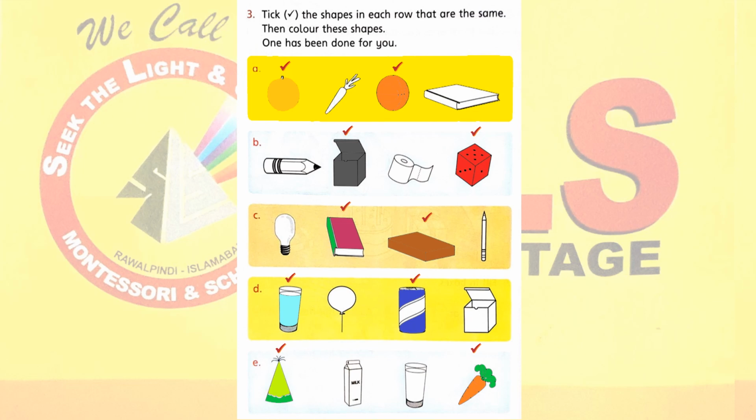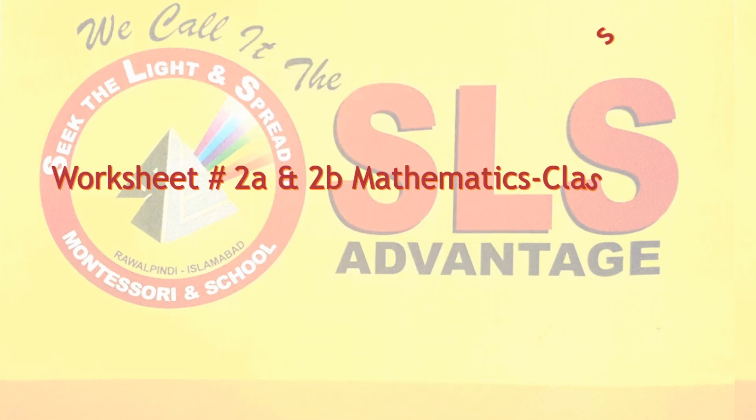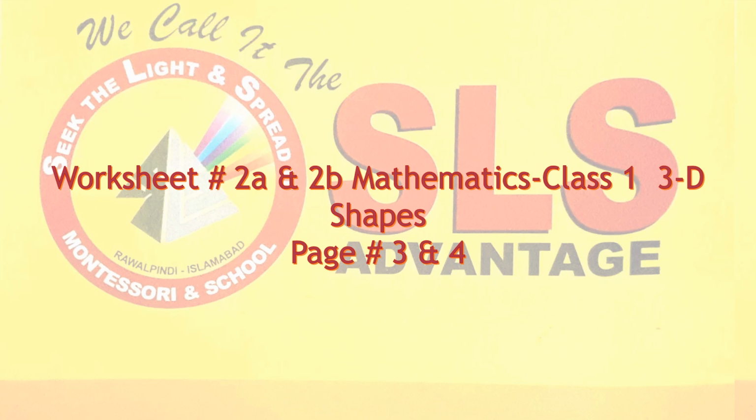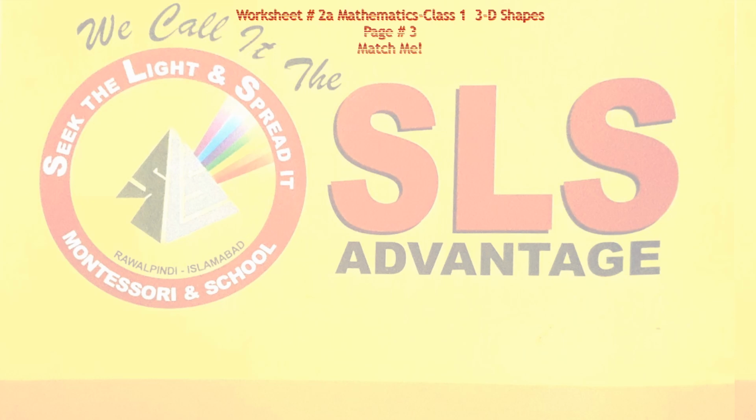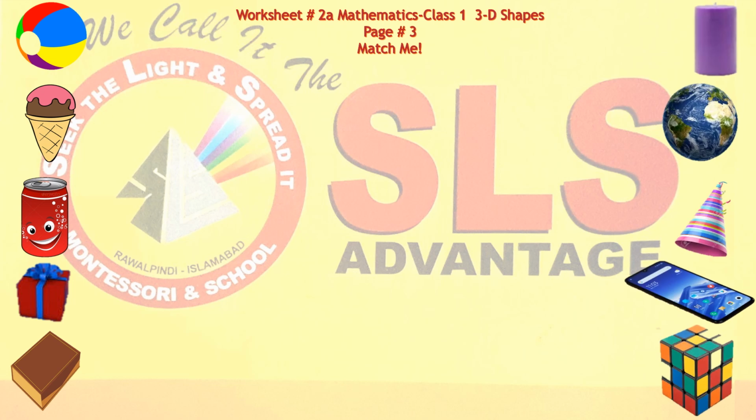See, I have colored these for you. Now take out your workbooks and open up worksheets number 2A and 2B in your Mathematics Workbook Class 1 3D Shapes. First we will solve page number 3 and then page number 4. In page number 3, you can see a lot of shapes on both sides. Can you see? Very good.